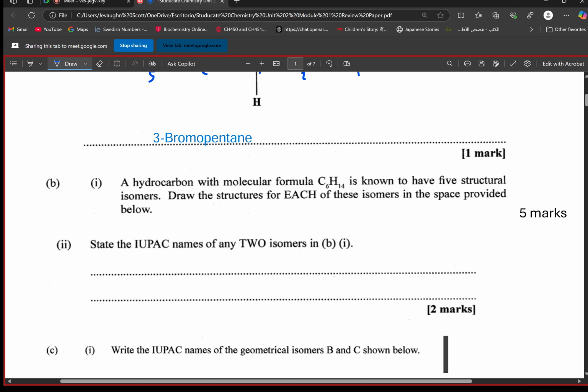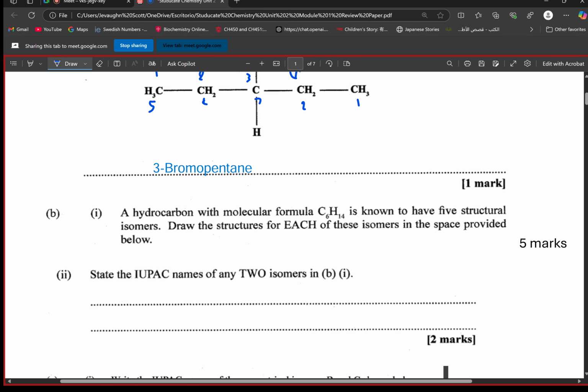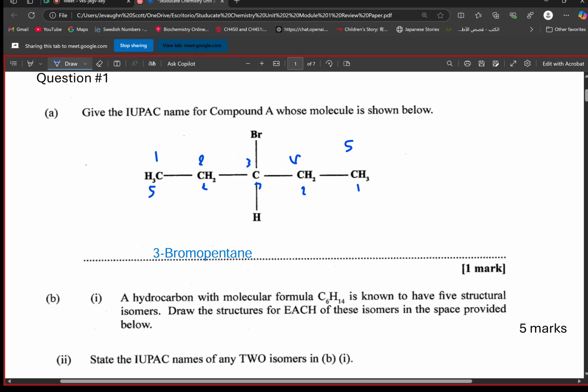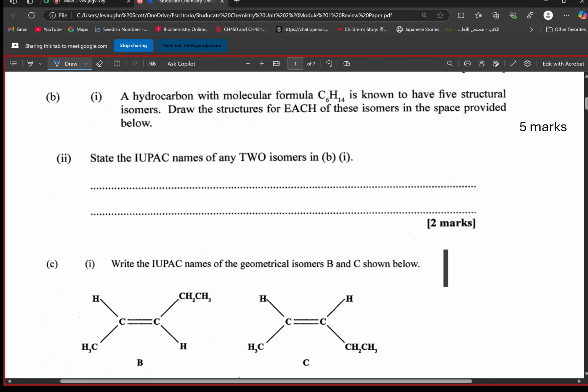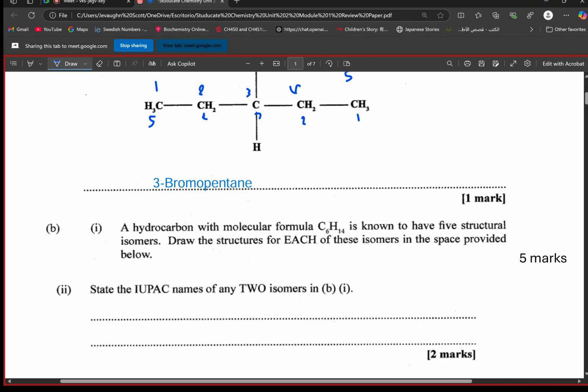Part B. A hydrocarbon with molecular formula C6H14 is known to have 5 structural isomers. Draw the structures of each of these isomers in the space provided. No, I didn't put any space here, right? But let's go. What are the different isomers that we can find from C6H14? We can draw them on the empty spaces here. First, we could note that there will be an isomer, a straight chain, 1, 2, 3, 4, 5, 6, right? That counts as one isomer.